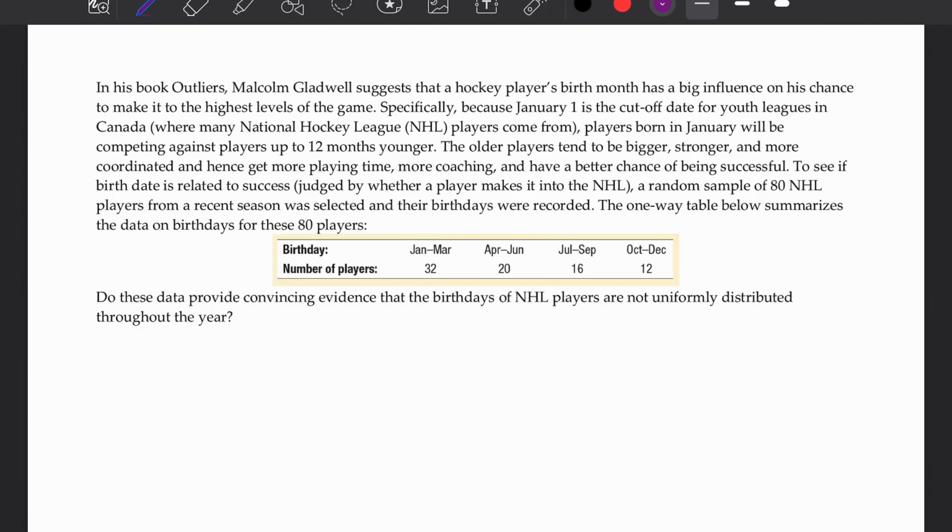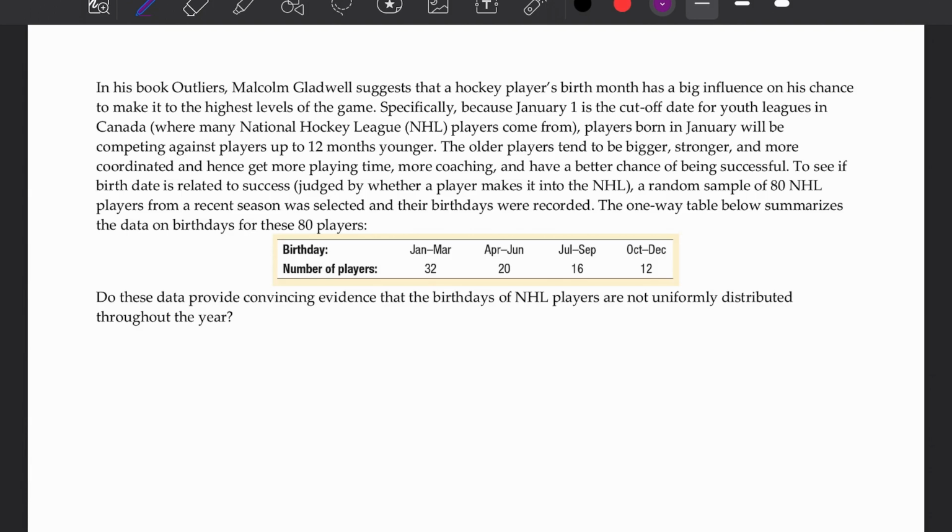To see if birth date is related to success, judged by whether a player makes it to the NHL, a random sample of 80 NHL players from a recent season was selected, and their birthdays were recorded. The one-way table below summarizes the data on birthdays for these 80 players. You can see the distribution there for the 80 different players. The question is, do these data provide convincing evidence that the birthdays of NHL players are not uniformly distributed throughout the year?